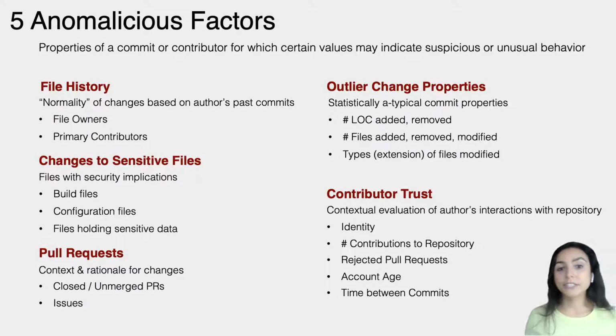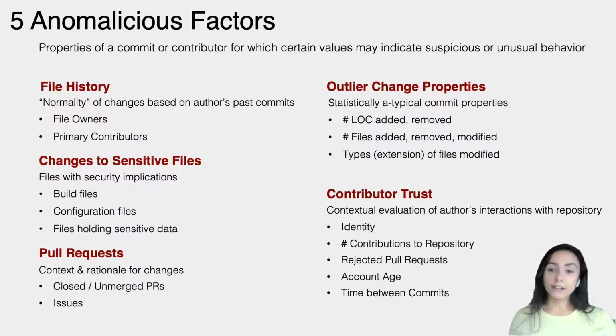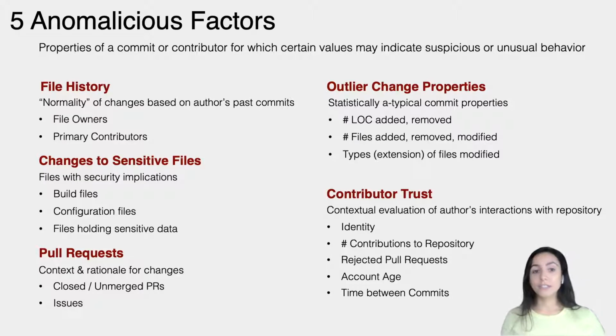So we have file history, changes to sensitive files, pull requests, we look at outlier change properties, and then finally we have contributor trust, which is actually a decision model within our decision model. This is more of a socio-technical factor where we look at the author's interactions with the repository prior to this commit to make a decision about whether they are trusted or unknown.